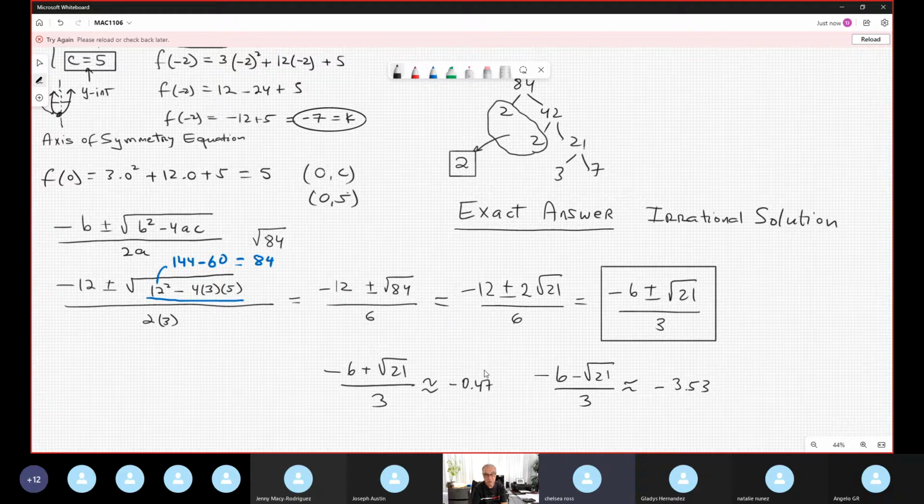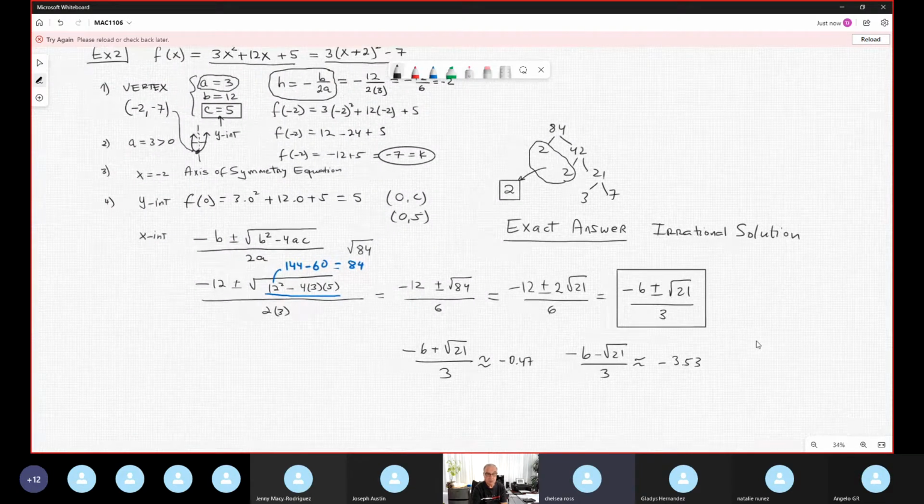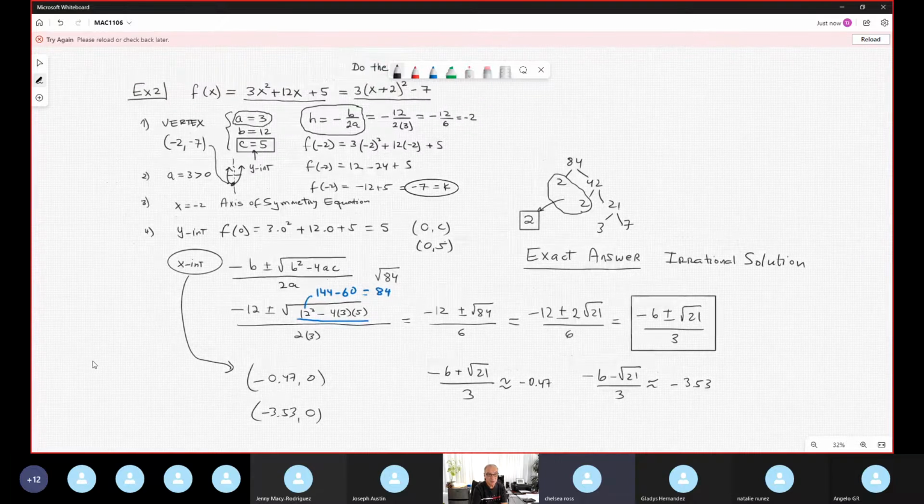Therefore, too long, sorry, but the conclusion is we found 2 x-intercepts at the points minus 0.47, 0 and minus 3.53, 0. So you have plenty of points. How many points do we have? We have the vertex.